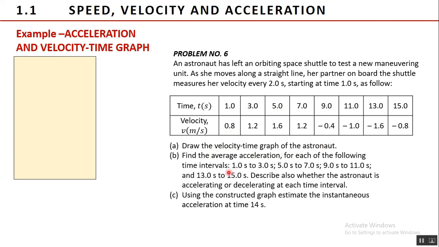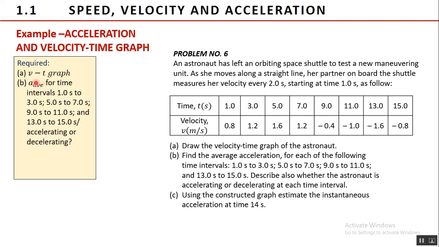Letter B, find the average acceleration for each of the following time intervals: 1 second to 3 seconds, 5 seconds to 7 seconds, 9 seconds to 11 seconds, and 13 seconds to 15 seconds. Describe also whether the astronaut is accelerating or decelerating at each time interval. Letter C, using the constructed graph, estimate the instantaneous acceleration at time 14 seconds. Again, we are asked to construct the velocity time graph, the average acceleration at specified time intervals and instantaneous acceleration at 14 seconds.